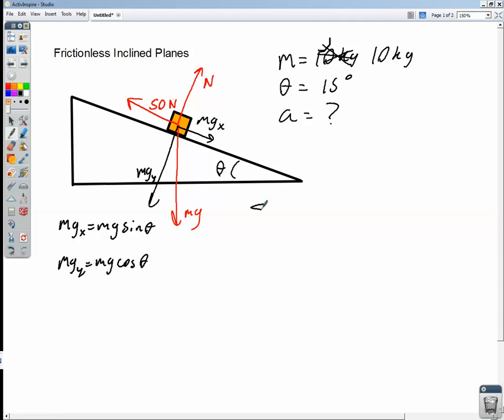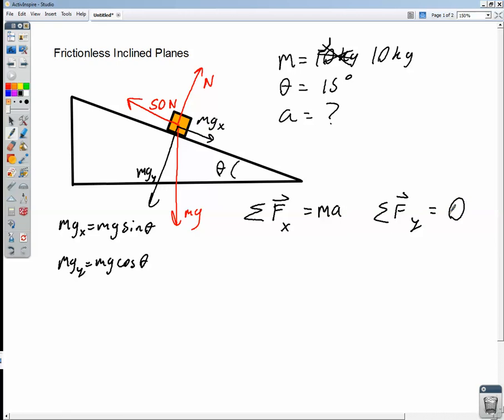We think about the sum of the forces acting in the x direction and the sum of the forces acting in the y direction. And there may or may not be an acceleration in the x direction. So let's assume that there is and go ahead and say ma. The direction of a is going to tell us if it's accelerating up or down the ramp. And the sum of the forces in the y direction is 0. The box is not accelerating in the y direction.